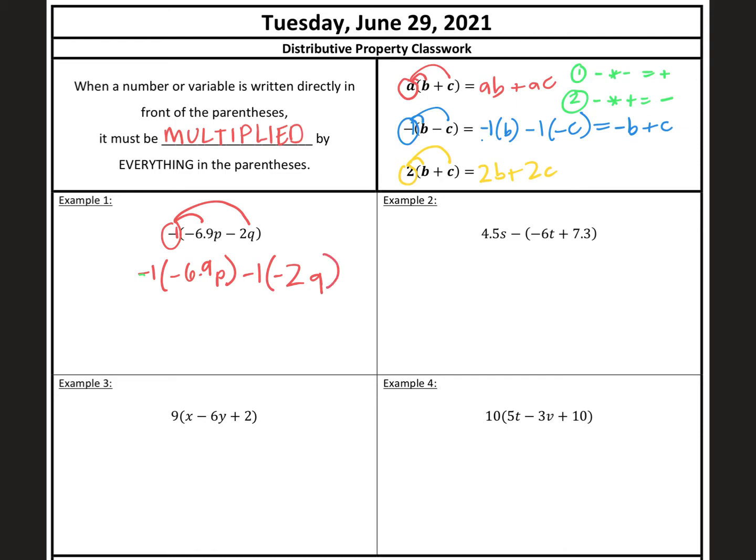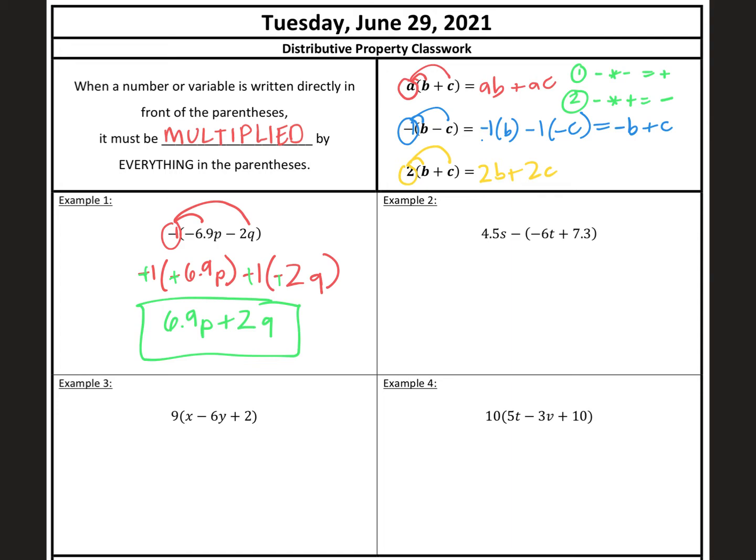Again, notice I have a negative and a negative together, that makes a positive. And 1 times 6.9 is just 6.9, so we have a positive 6.9p. For the second part, we have a negative times a negative, so positive again. And then 1 times 2 is just 2, so positive 2q. And that's your final answer.